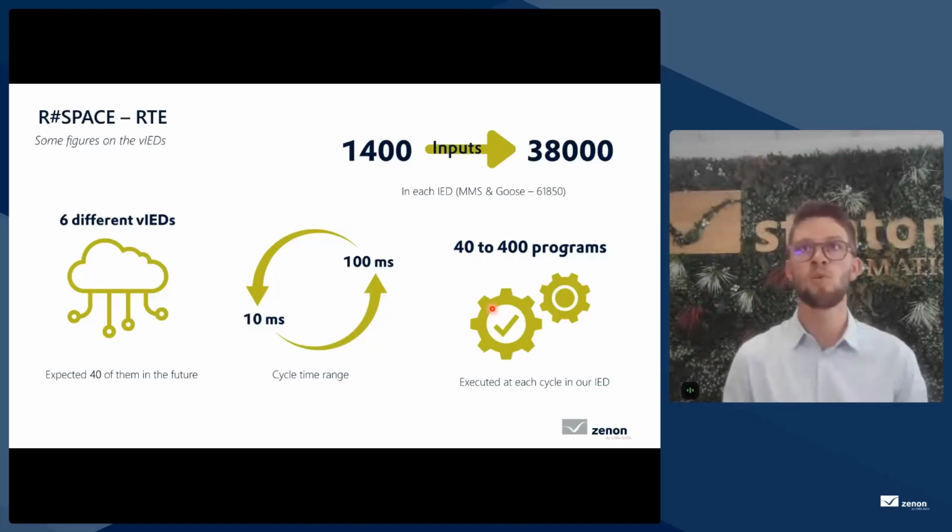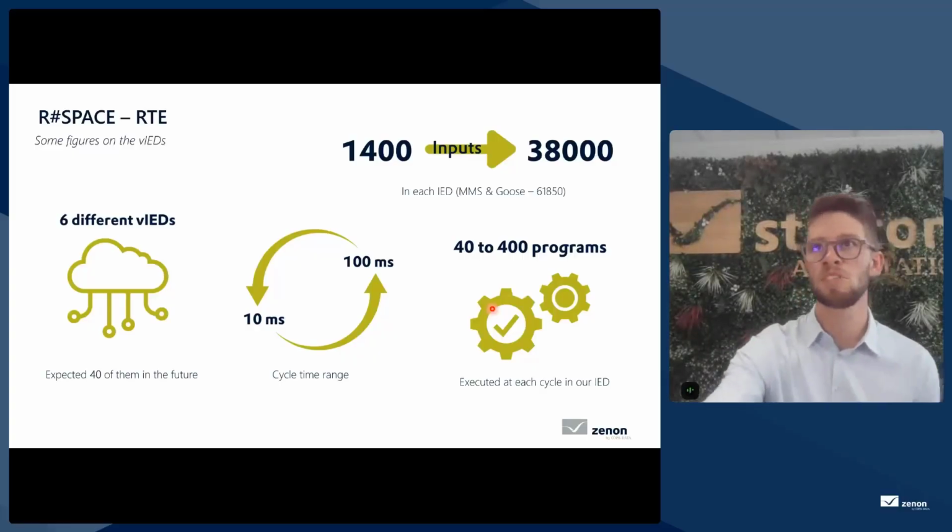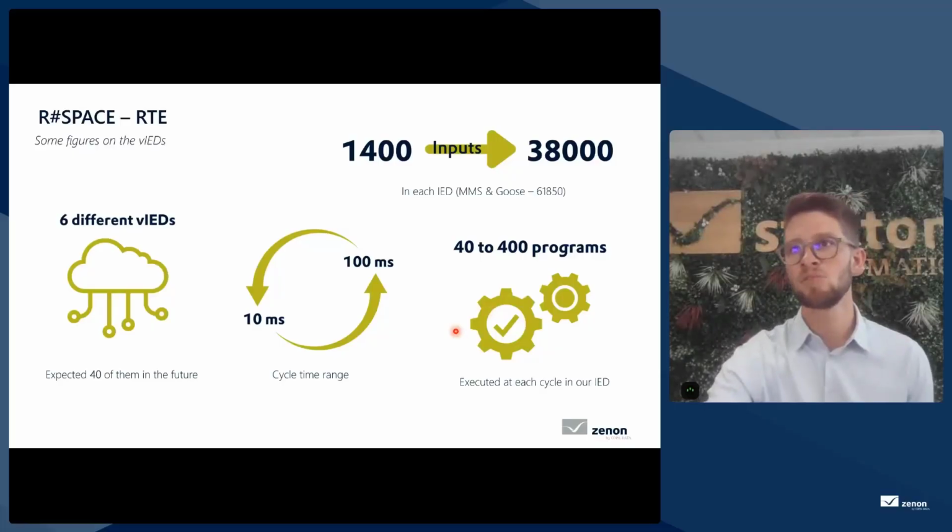It also manages from 1,400 inputs to almost 40,000 inputs, so it's really a lot. Exchanges are done in MMS and GOOSE. The cycle time is from 10 milliseconds to 100 milliseconds, as said, and it can execute a lot of programs in parallel. Really a lot.